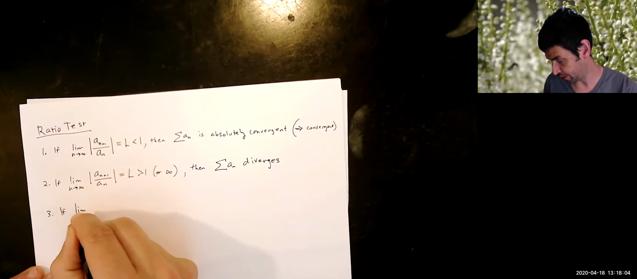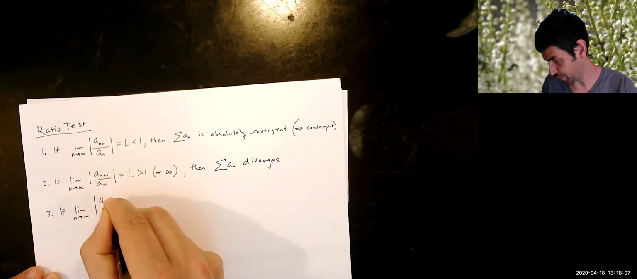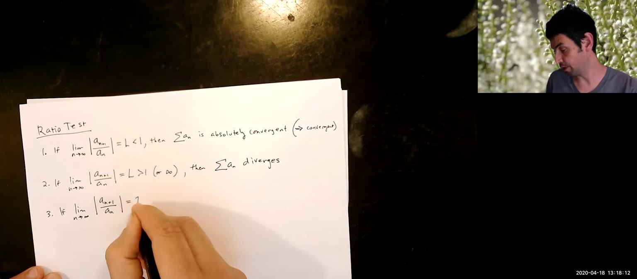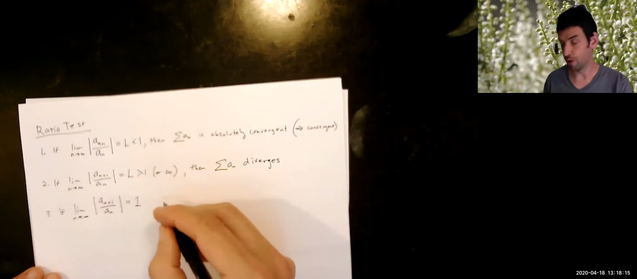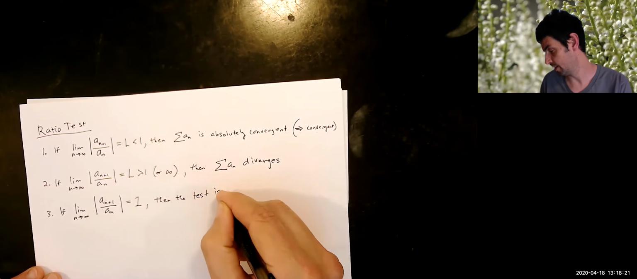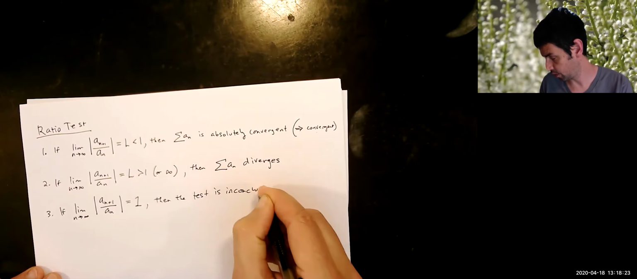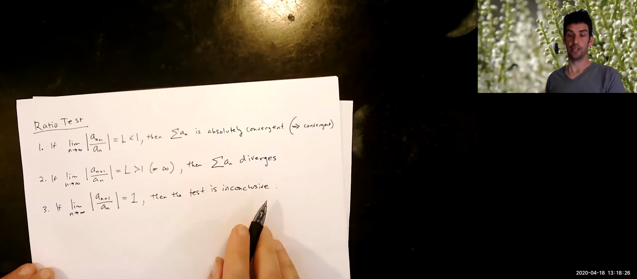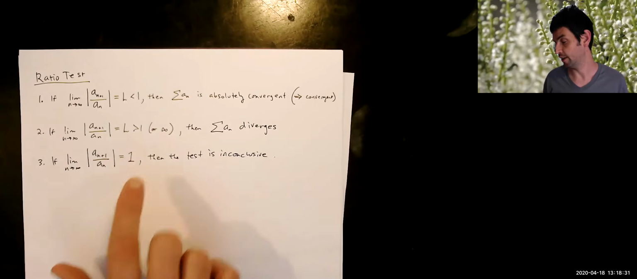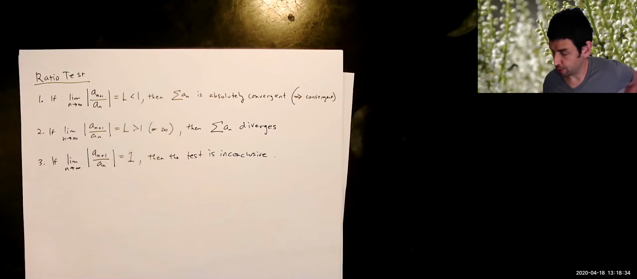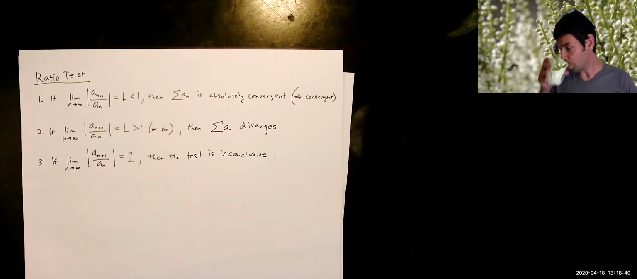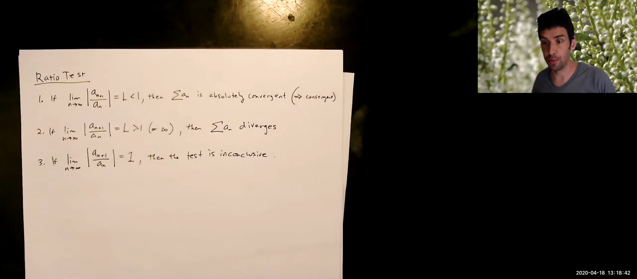And if the limit as n goes to infinity of this ratio of the absolute value of our terms is equal to 1, we know nothing. Then the test is inconclusive, right? Meaning, if you perform this test and you get 1, you have to go to a different test because it's inconclusive. You could have a series whose limit is 1 that diverges. You could have a series whose limit is 1 that converges. In fact, let's start with a couple of those.